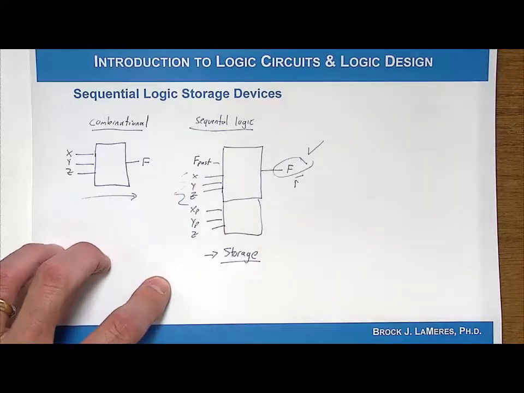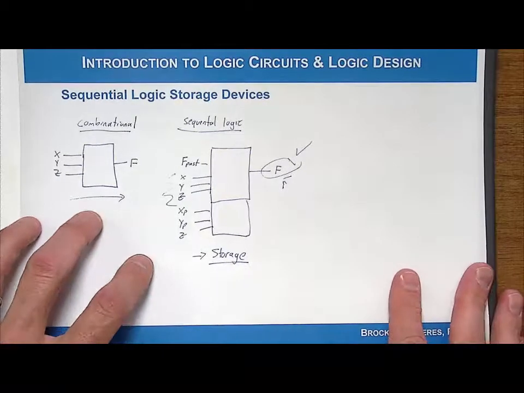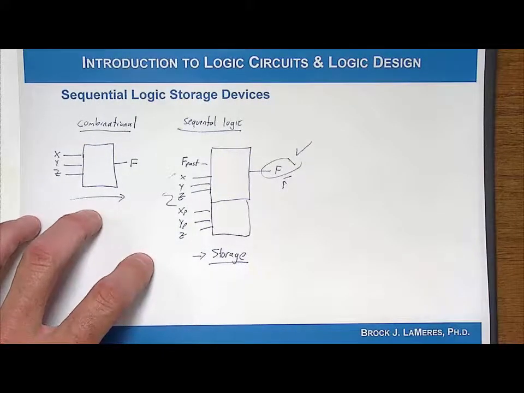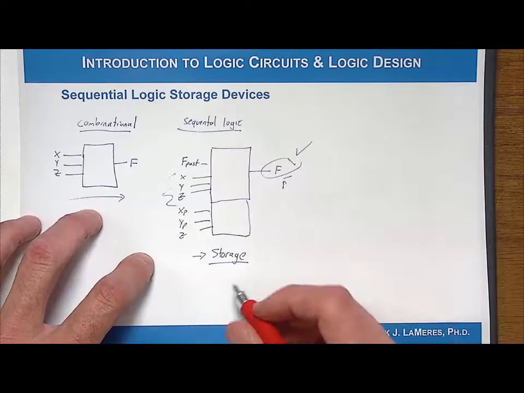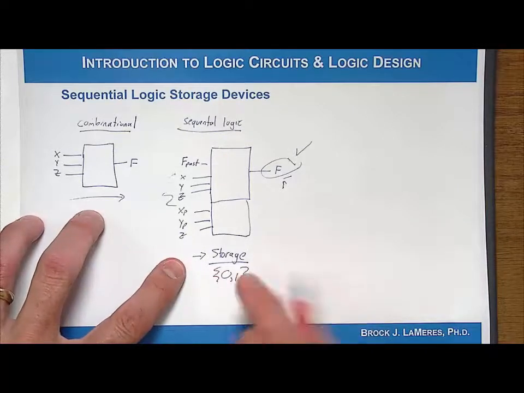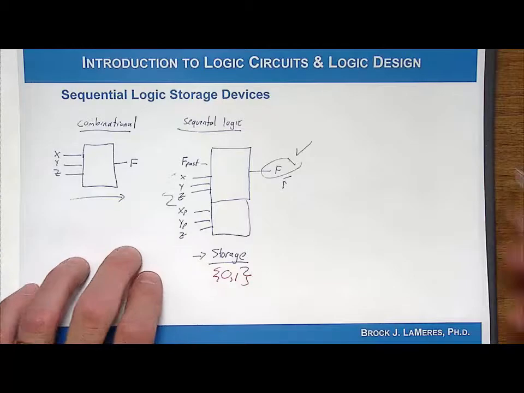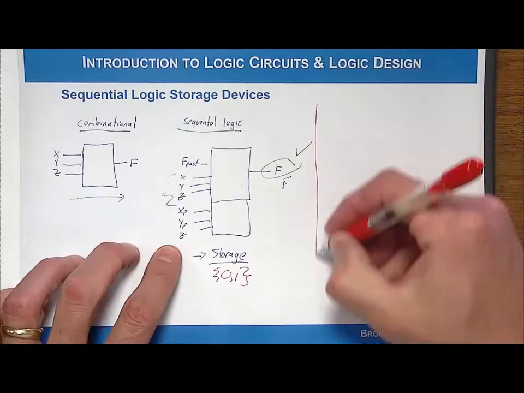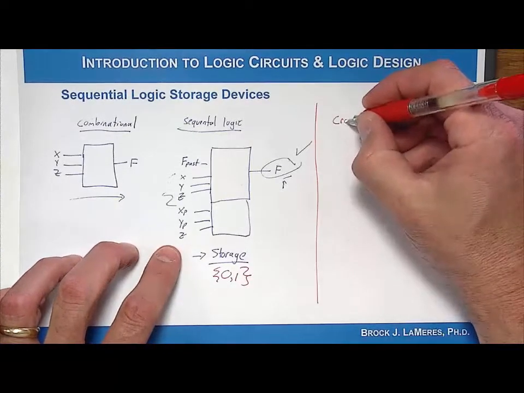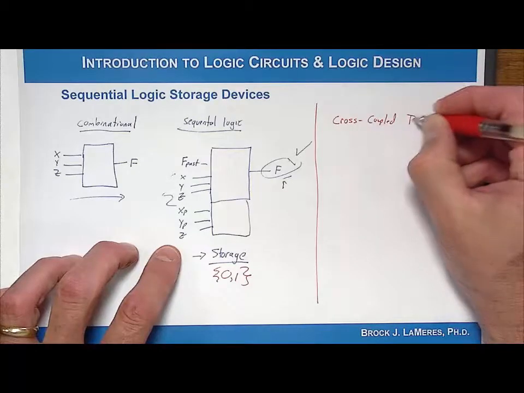When we look at a sequential logic storage device, it's not as difficult as it first appears to store information, because we are going to limit the values that can be stored to simply a 0 and a 1. It doesn't have to have a giant record of information. It's simply going to store a 0 and a 1. So let's consider the following circuit. This is going to be called the cross-coupled inverter pair.